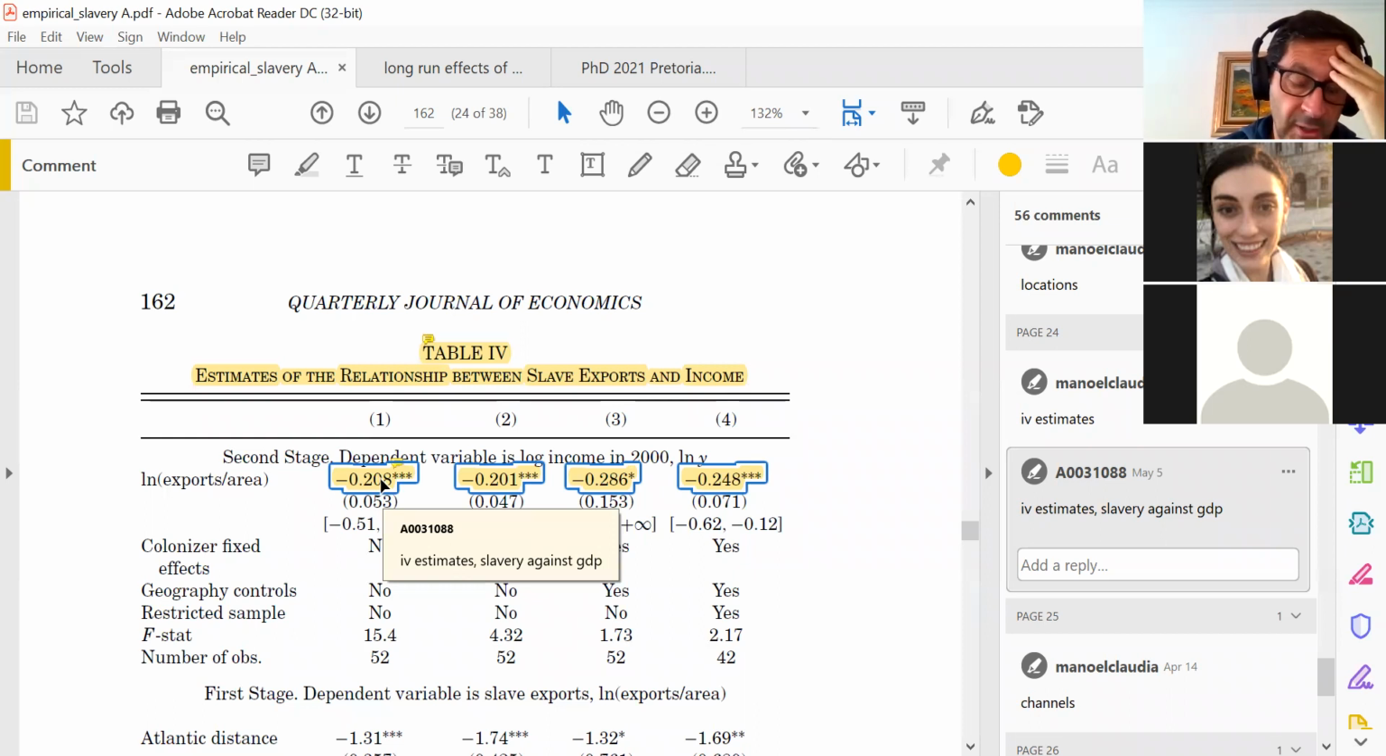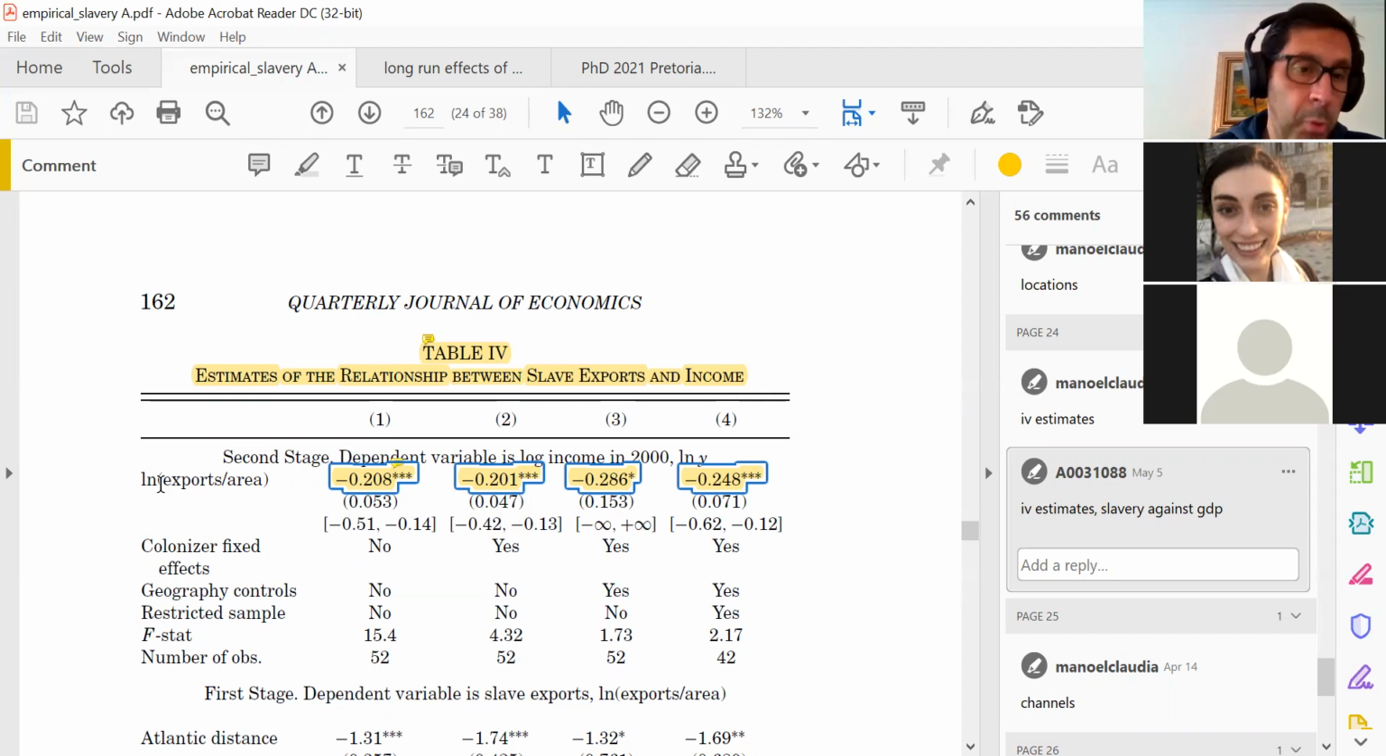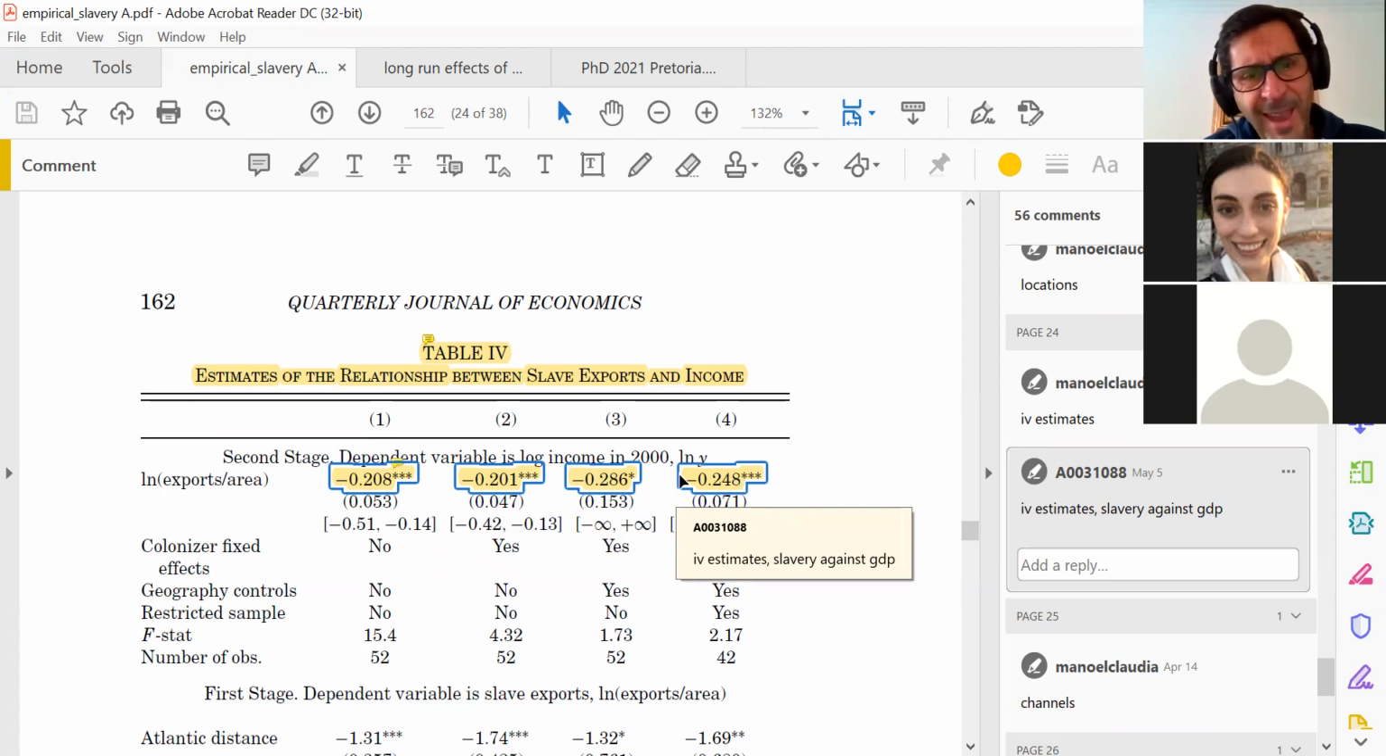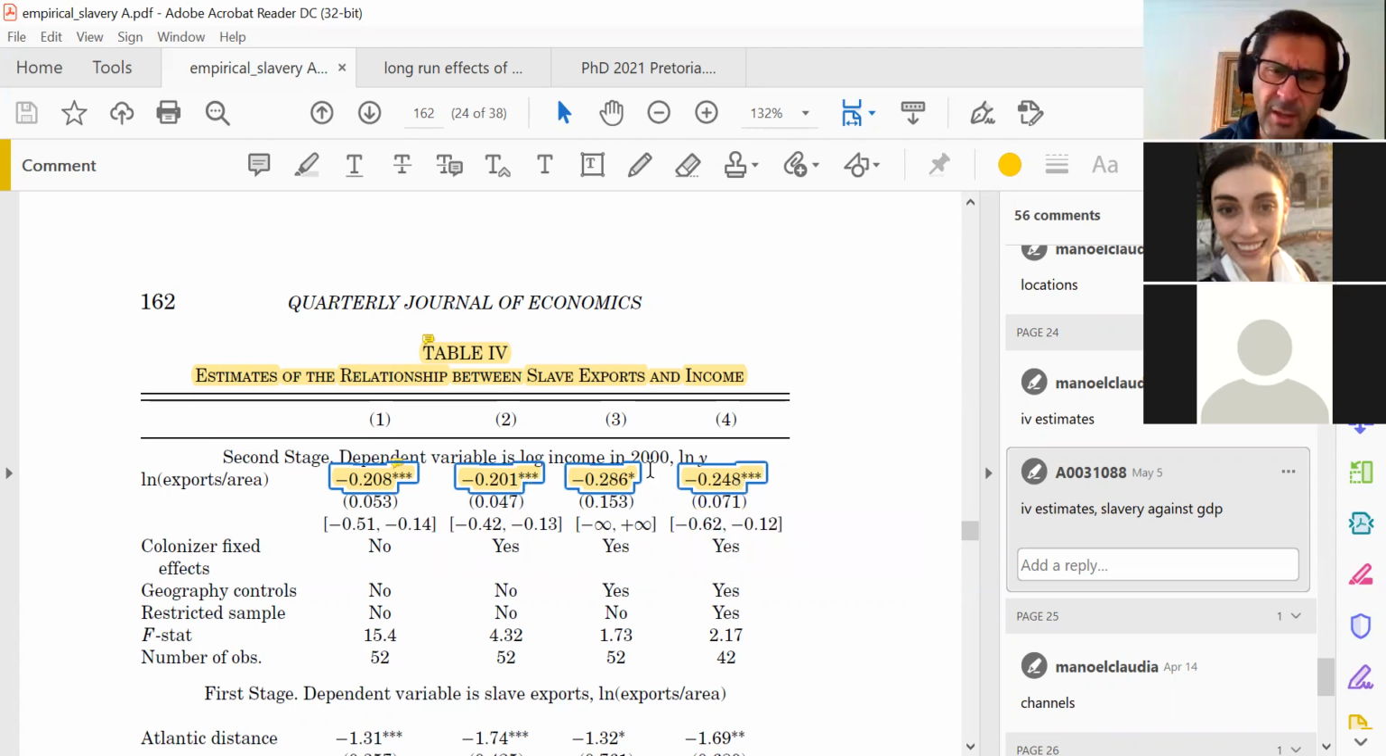The dependent variable is log income, just as before, in 2000, against number of slaves being exported. And we see that now those are estimates, right? Those are telling us that there is some causality between those two variables that are always negative and statistically significant. And you can also see that the size of the estimate or the size of the effect is larger than in the OLS regressions, because now the IV is providing exports with this extra explanatory power.